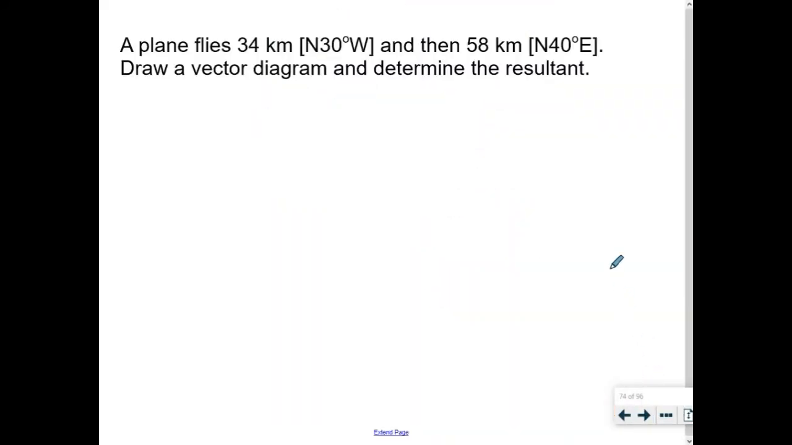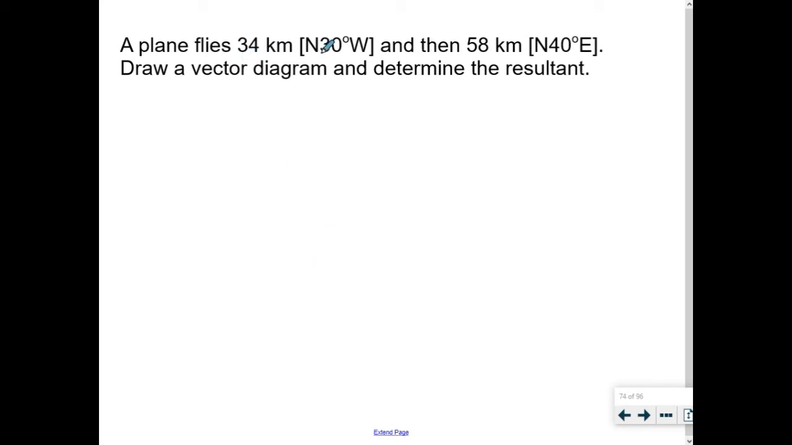So here's going to be one of the more typical questions you're going to be given, something like this. A plane is going to fly north 30 west. Then it's going to fly north 40 east. And because of this, it's traveling in different angled directions. Watch how I draw this one out.